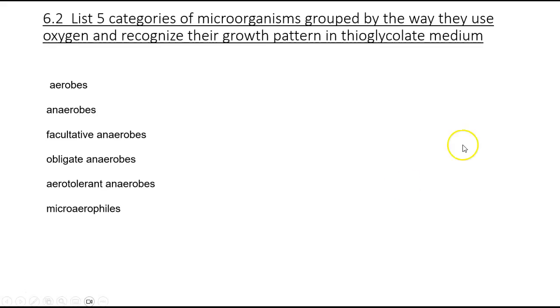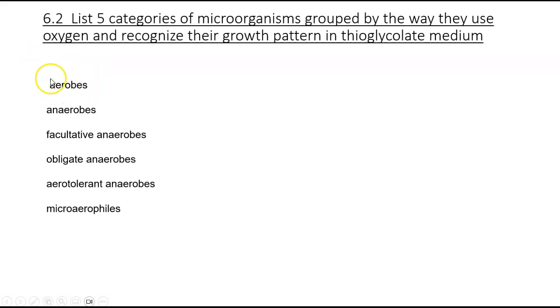Okay, so I'm going to get to that thioglycolate in a minute. But when you look at these words, if you look at them carefully, they tell you a lot about the organisms. So when we're looking at organisms that are aerobes, aerobe means oxygen loving. These are organisms that live in the presence of oxygen and use oxygen. An aerobic organism is one that uses oxygen. All those organisms, including us, that do cellular respiration are aerobes.